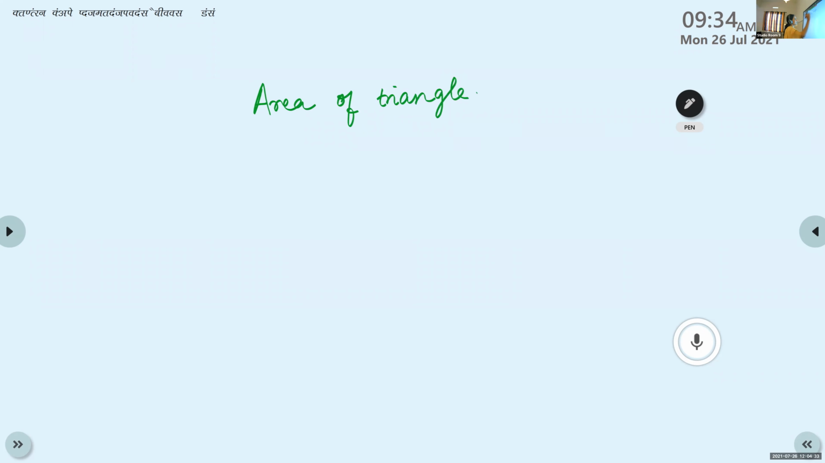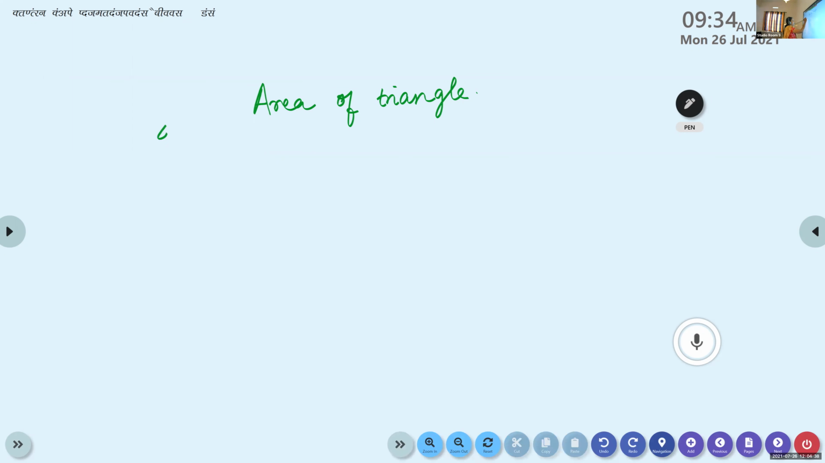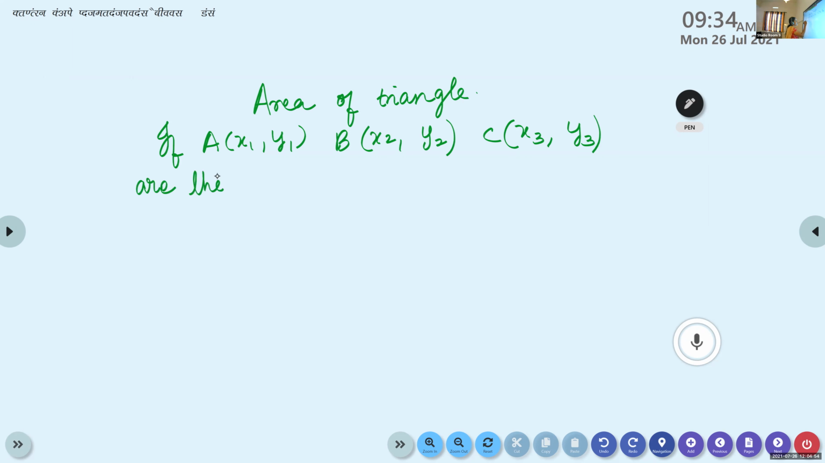What we have learned in two-dimensional geometry, in 10th standard also we learned this. If A (x1, y1), B (x2, y2), and C (x3, y3) are the vertices of the triangle ABC, then what is the formula we have learned for the area of a triangle in 10th standard and 11th standard?